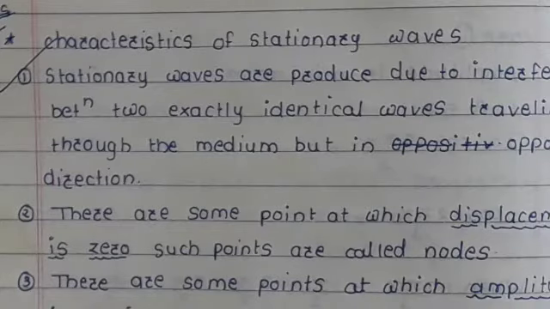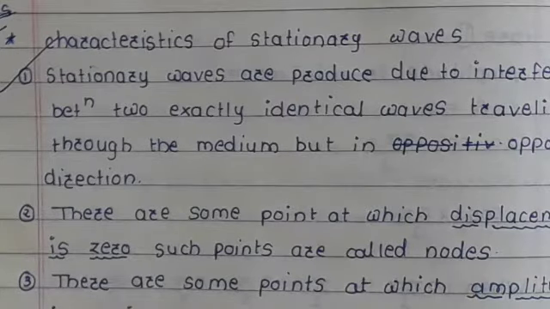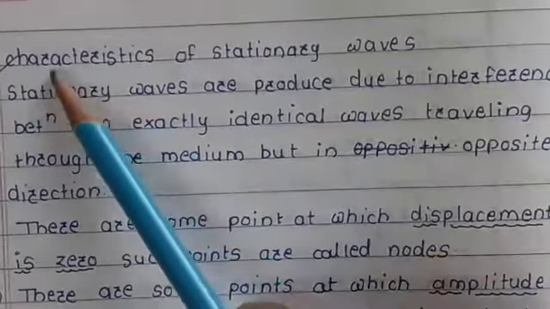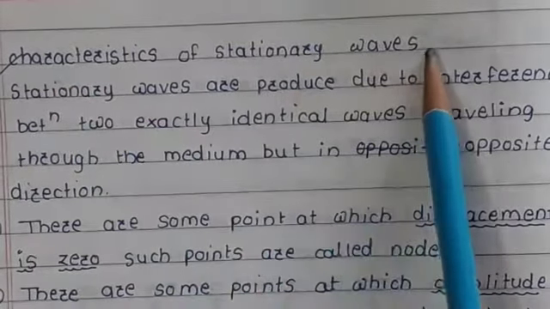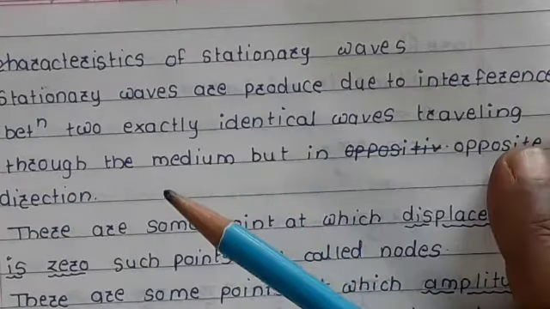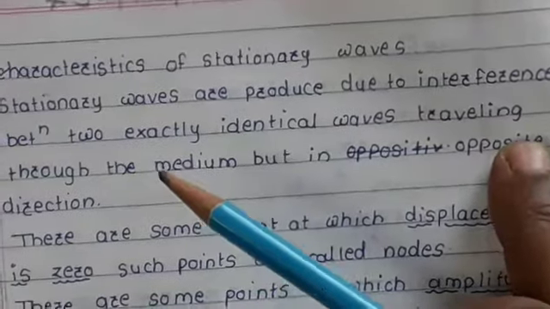This is video number 42, and now we have to see chapter number 6, the superposition of waves. Now we have to start the new points, the characteristics of stationary waves. There are a lot of characteristics. Technically, in short, we have to remember these characteristics of stationary waves.